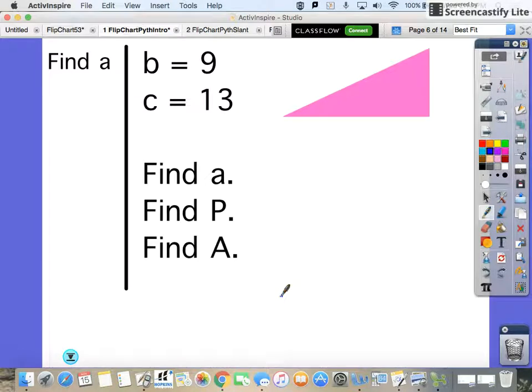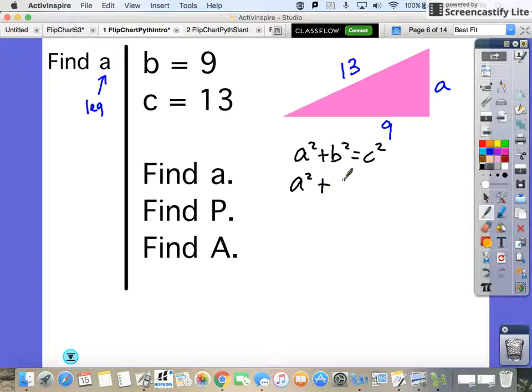The next one, we know that B is 9, C is 13, and we need to find A, one of the legs. So we set it up the same. a squared plus b squared equals c squared. This time we don't know a. We do know b. And we also know c.